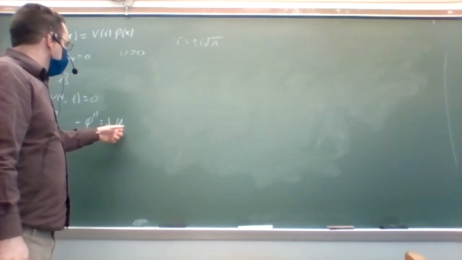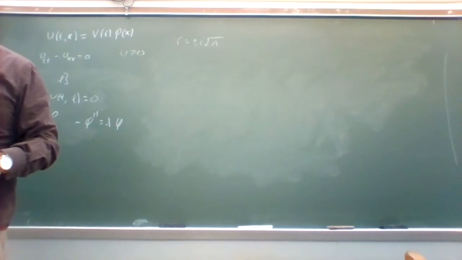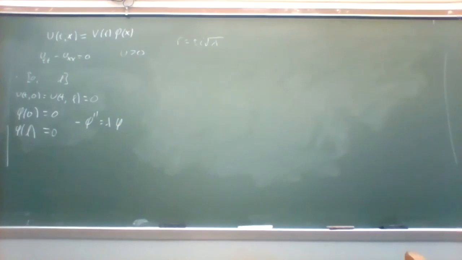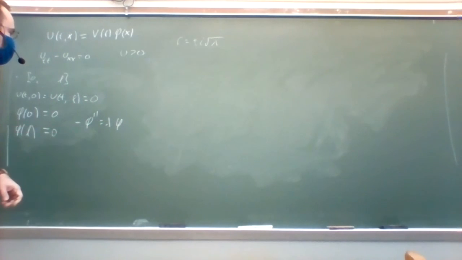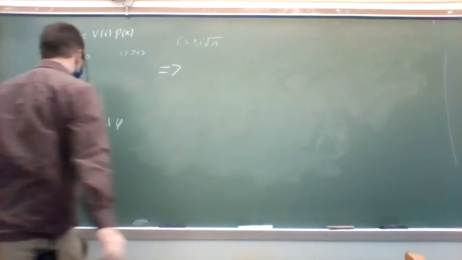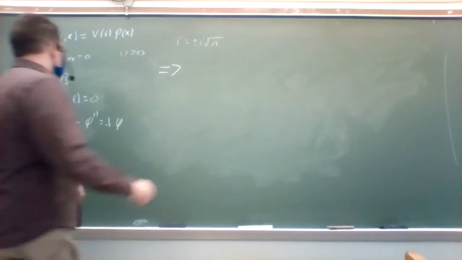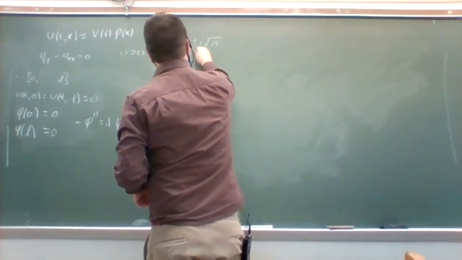But let us multiply both sides of the equation by phi bar. Or even if you don't want to do a complex solution, even if you just have a real solution, we should still be able to do some work. So let me show it to you. So let's multiply both sides by phi and then integrate from 0 to L.